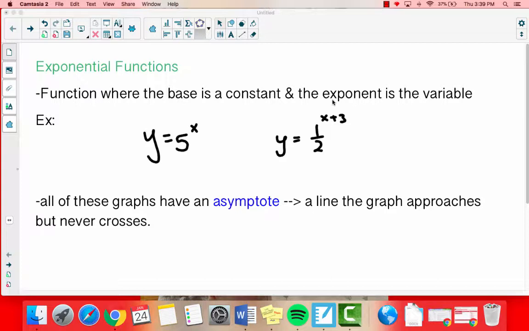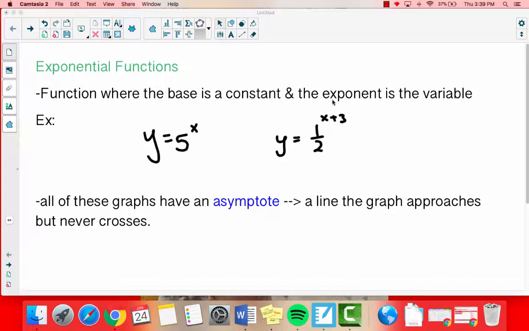An exponential function is a function where the base is a constant and the exponent has your variable. And I just wrote two examples here of what those might look like. I have y equals 5 to the x, and then I have y equals 1/2 to the x plus 3. Notice that the bases are the numbers, and then your variable, the x's, are in the exponent. And there's numerous different ways of writing exponential functions. These are just two random examples.